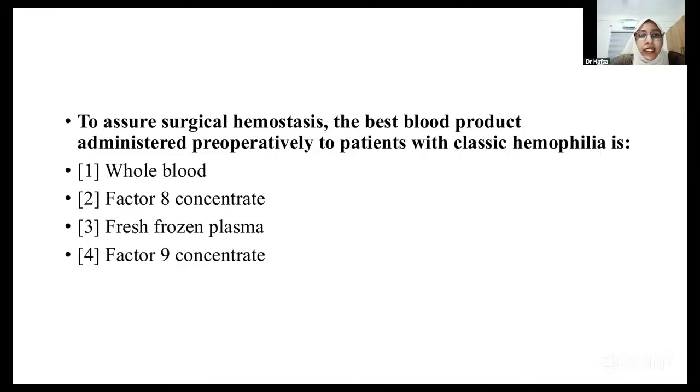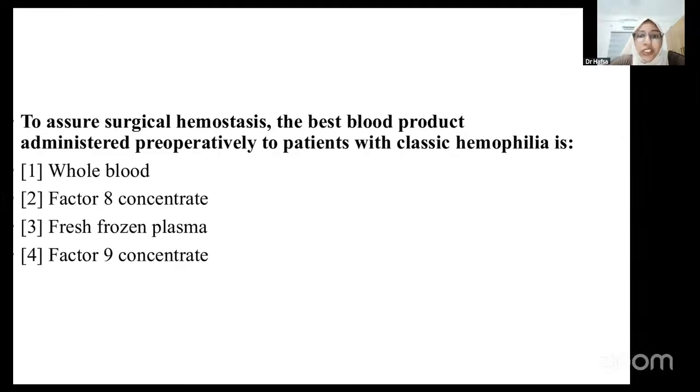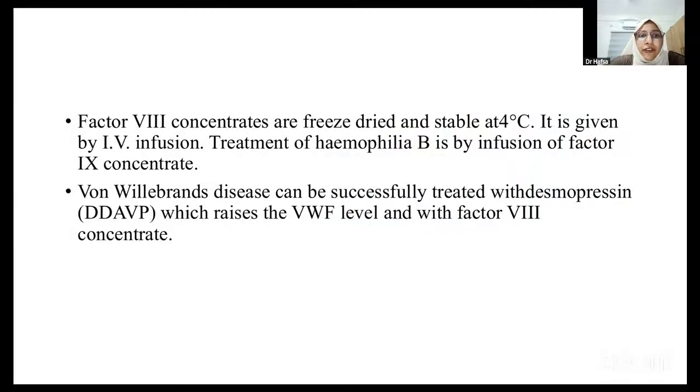So here, let us look into the explanation, then you will understand it very clearly. Factor 8 concentrates are freeze-dried and stable at 4 degrees Celsius. It is given as IV. So they might ask you what is the route of administration of these factors. Treatment of hemophilia B is by infusion of factor 9 concentrate. So the answer is clear: it is the factor 9 concentrate.